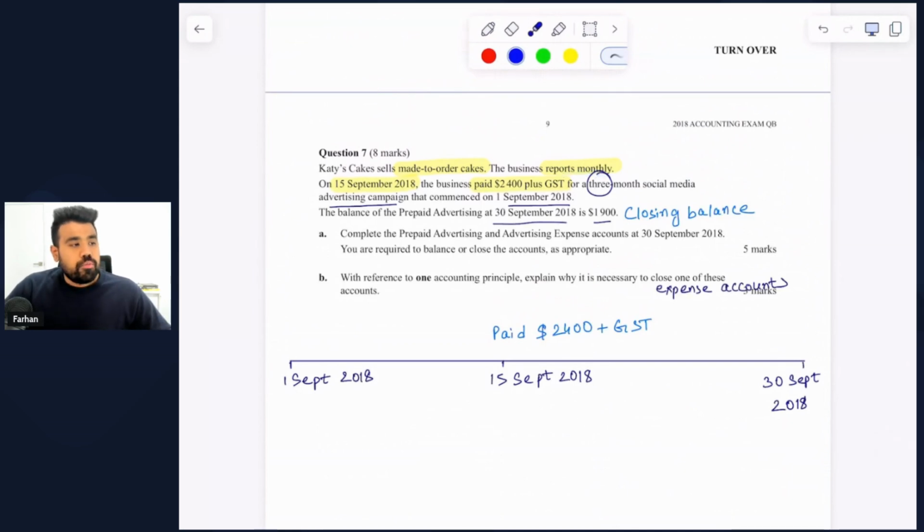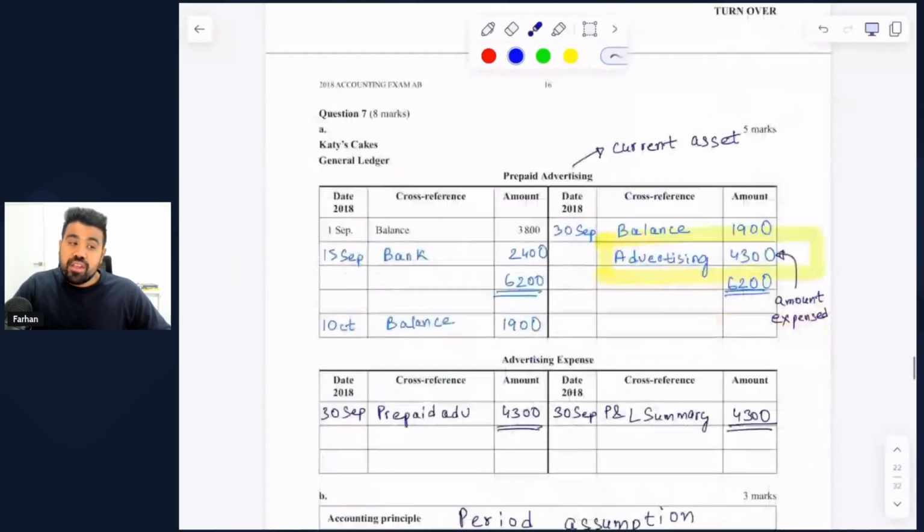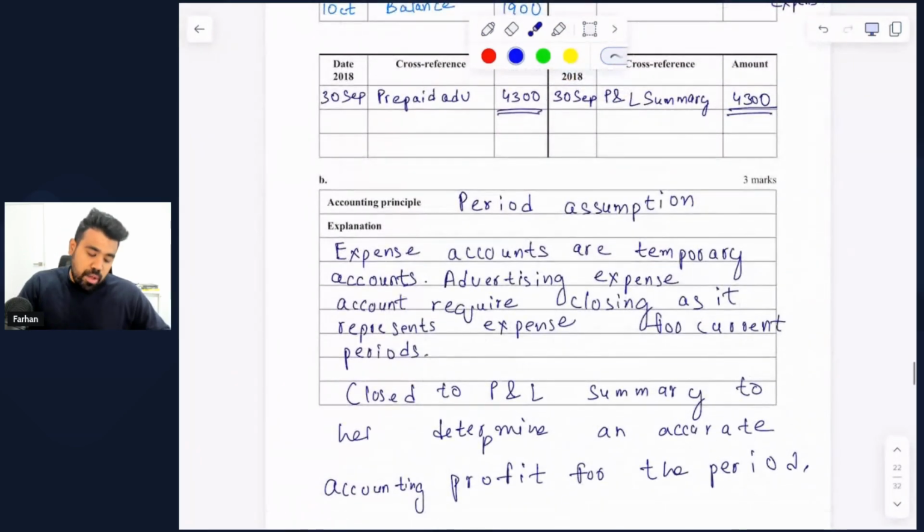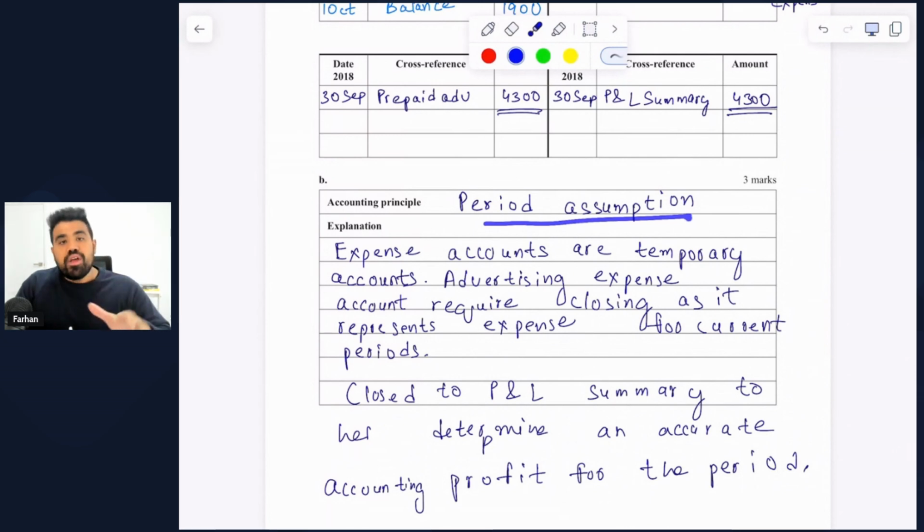Now, once the advertising expense account is taken care of, what does question B say? With reference to one accounting principle, explain why it is necessary to close one of these accounts. You could use the accrual basis concept in the exam and you should get full marks as well. But we also can discuss another concept, which is the period assumption. So what is the period assumption? The period assumption looks into expense accounts and revenue accounts.